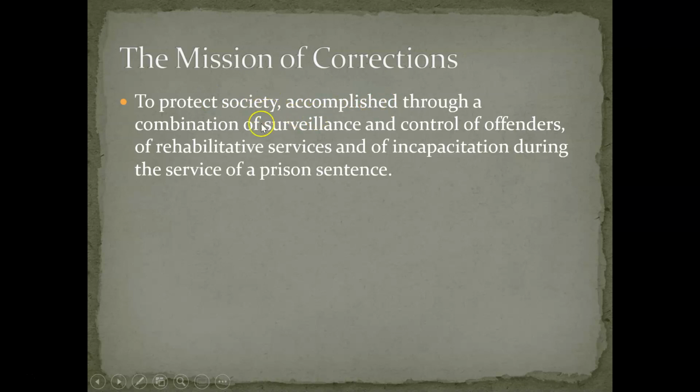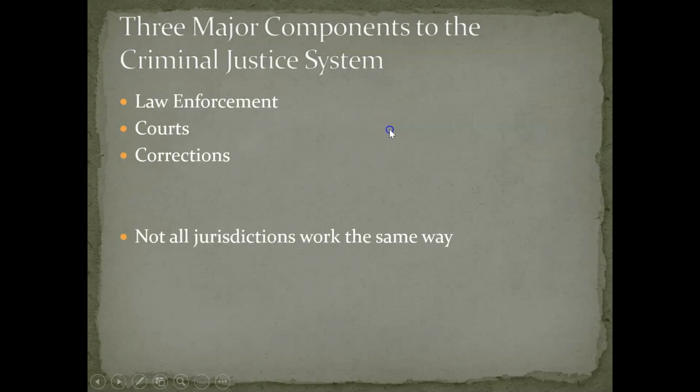And how do they do that? Well, they control people by either supervising them through surveillance or locking them up. When we say incapacitation, that means the person is locked up. Okay, so this is a typical mission for most correctional agencies.